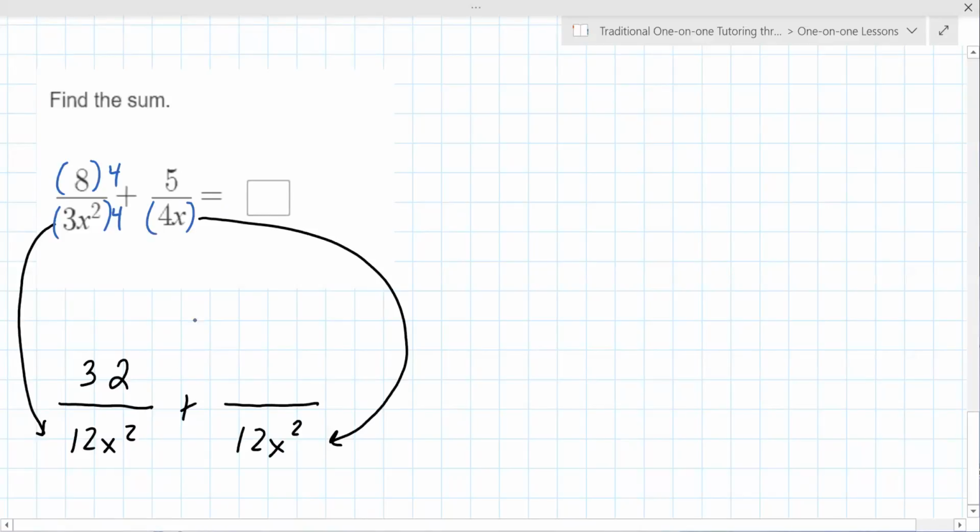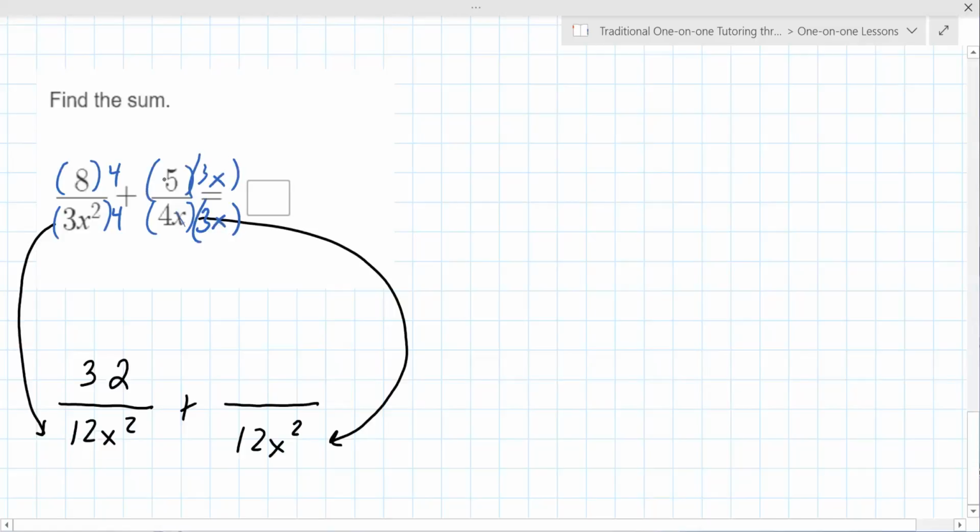3 gets you to 12. Yeah, but what do you do to x to get an x squared? What do you multiply by? Another x. Another x, perfect. 3x. So you do that to the top and the bottom.